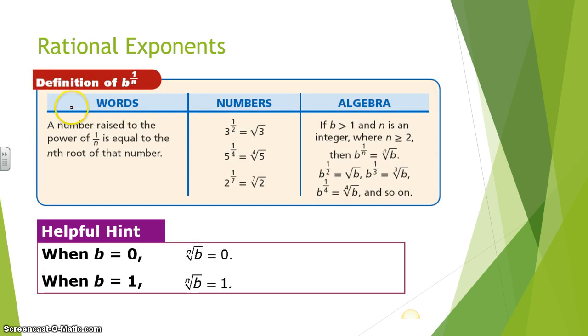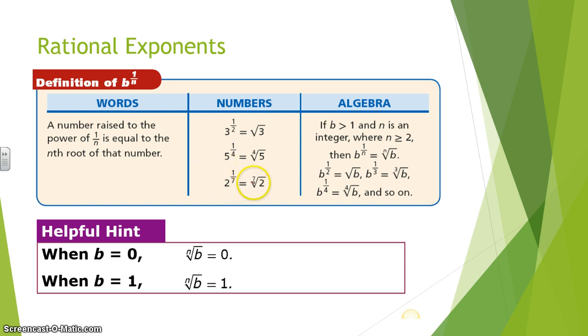Here's some definitions working with 1 over n as an exponent. So a number raised to the power of 1 over n is equal to the nth root of that number. So here we have an example. 3 to the half equals the square root of 3. 5 to the 1/4 power is, notice how we have the 4 with the radical sign and 5 underneath. That's the fourth root of 5.